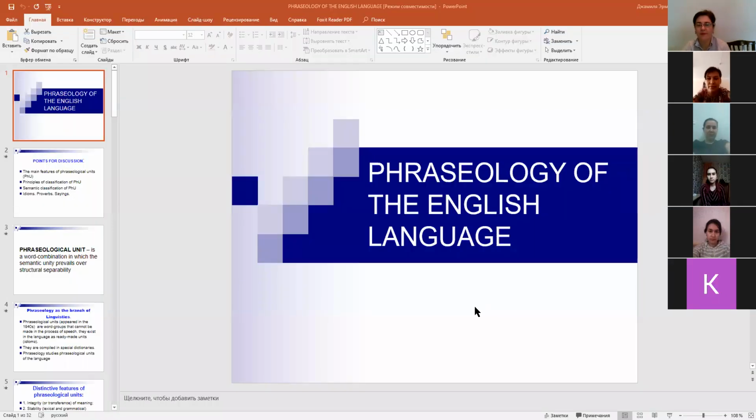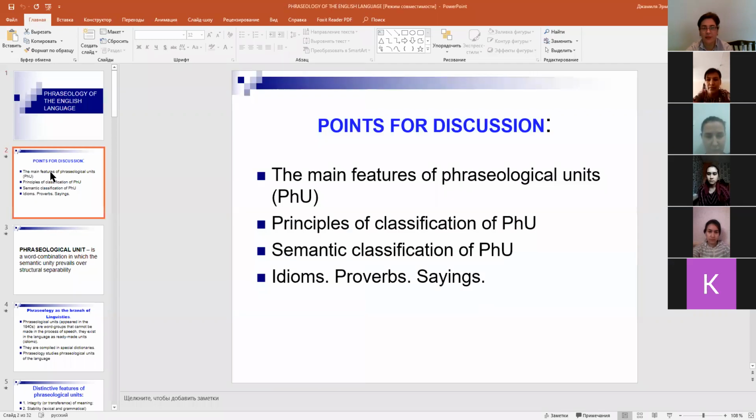Today we shall talk about phraseological units, phraseology of the English language. Phraseology is a branch of lexicology. So what shall we do today? We will discuss the main features of phraseological units, principles of classification of phraseological units, semantic classifications of phraseological units, and idioms and proverbs and sayings, the differences.